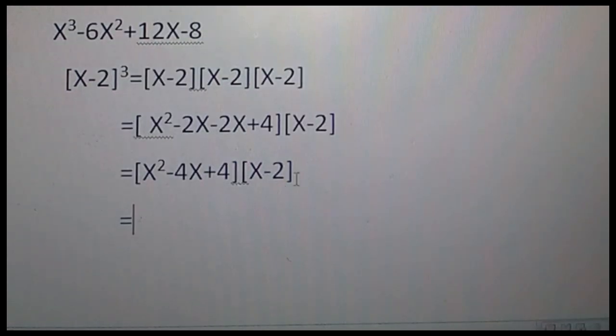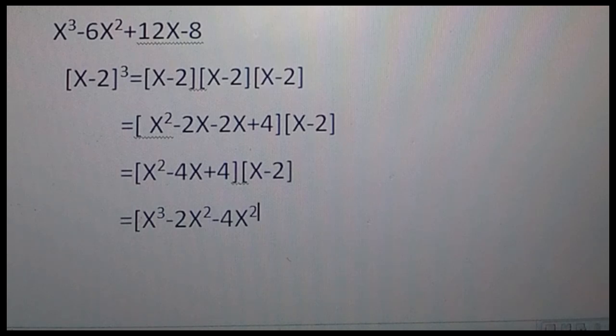So let's expand it again. x squared times x gives x cubed. Then x squared multiplied by negative 2 gives negative 2x squared. And minus 4x multiplied by x gives negative 4x squared.